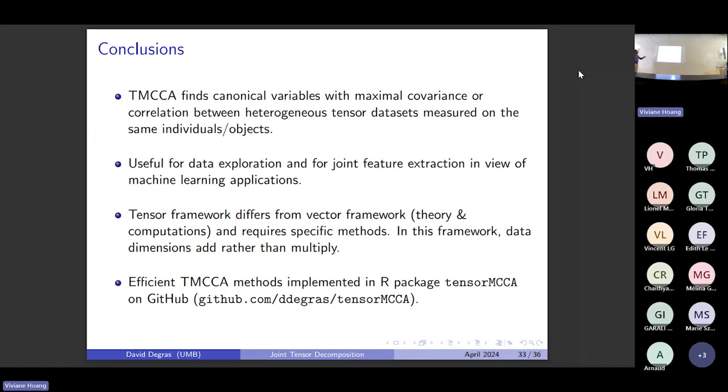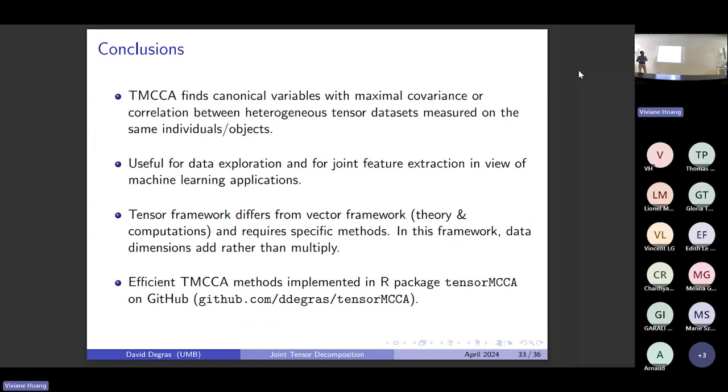Okay, and so to finish, I've talked about the TMCCA method for finding canonical variables that either maximally covary or correlate between multiple tensor data sets measured on the same subjects. You can use TMCCA either to explore your data. Maybe you have different imaging modalities. You want to see how they speak to each other and what common information they share and in which directions. Or you can use it to extract features for some downstream tasks, such as classification or prediction problems.